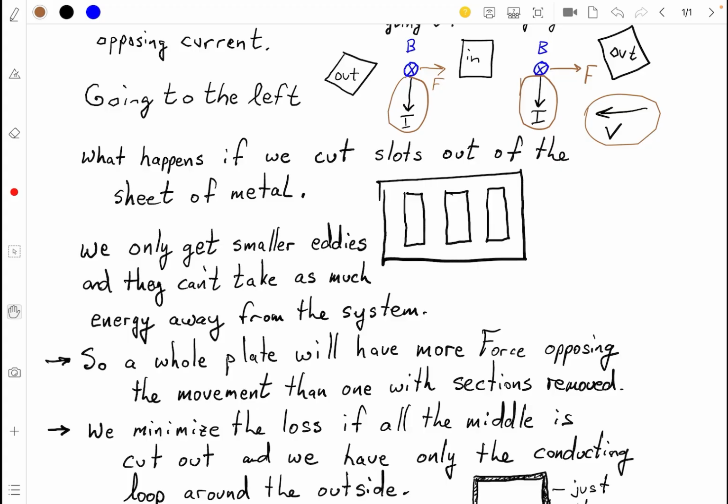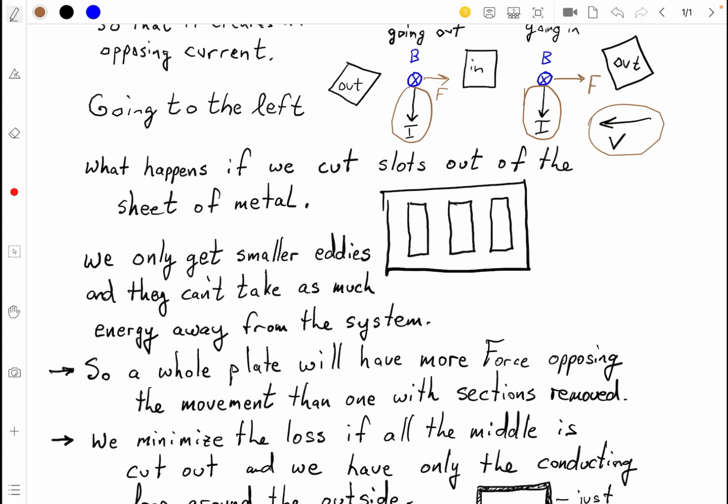Okay, so what happens if we cut slots out of the metal sheet? Well, that makes it harder for these eddy currents to develop, right? Because an eddy current now has to be small. It has to go in here like this. Our eddy currents have to be smaller, and therefore we lose less energy to the eddy currents. So the damping can't take as much energy out of the system. So the nice thing is, you cut these slots into these things, and lo and behold, you're saving energy.